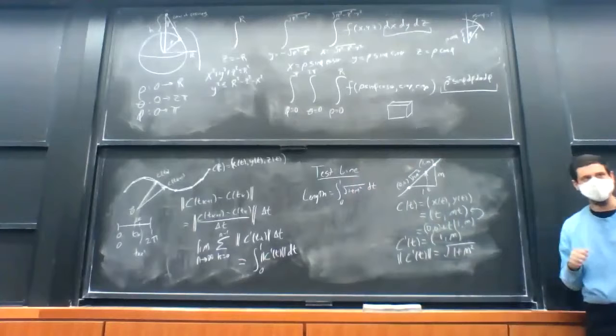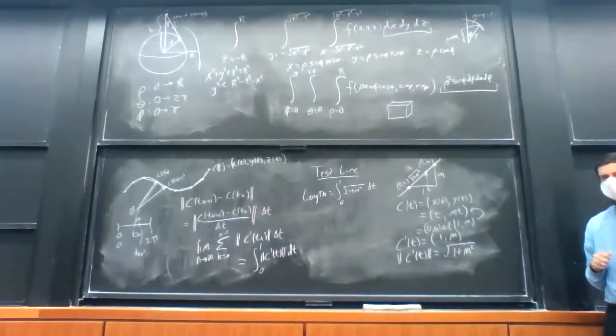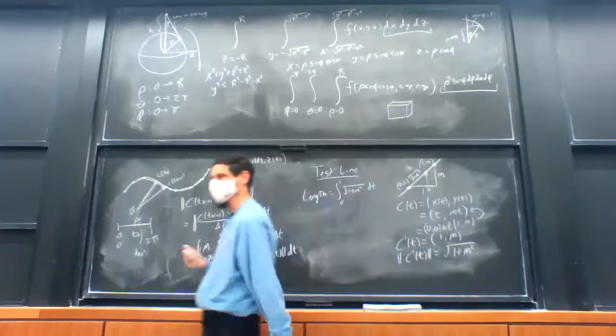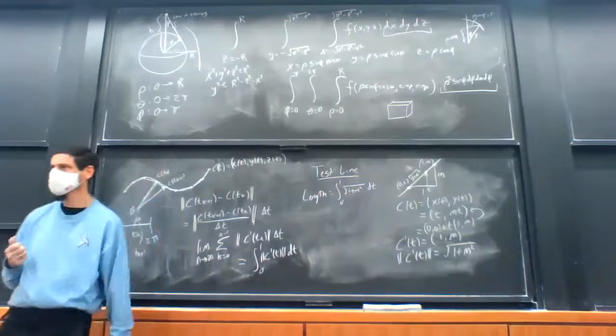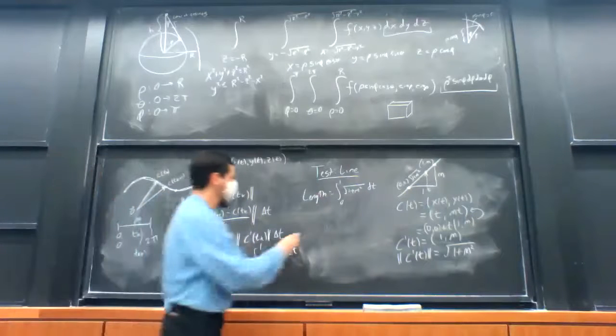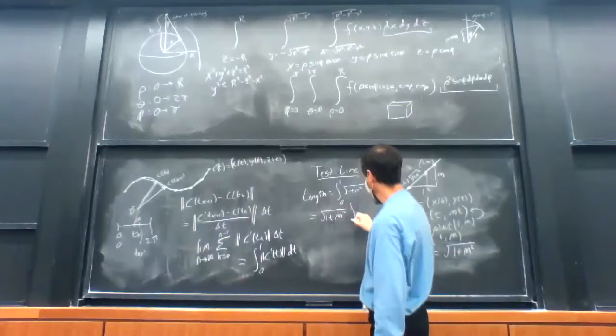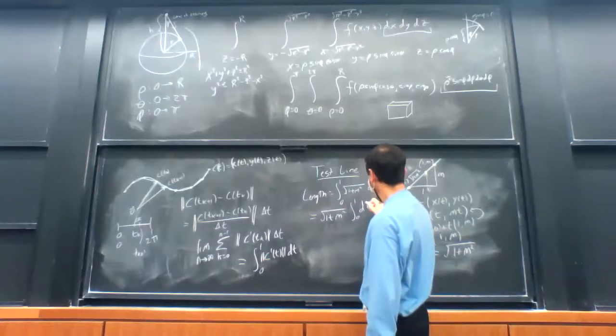Oh, this is a really nice integral. Does the square root of 1 plus m squared have any t dependence? It's a constant. So you can just pull the constant out of the integral, and it's just the square root of 1 plus m squared times the integral from 0 to 1 dt.